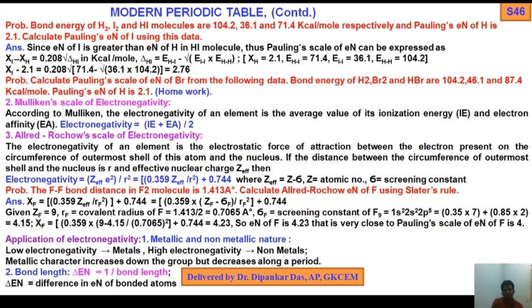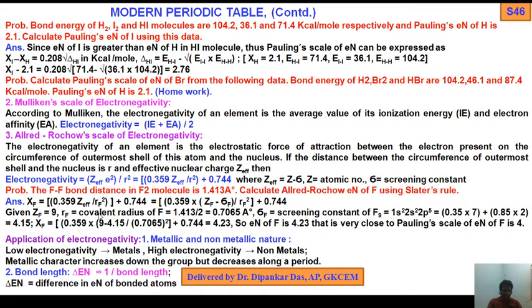So now, the applications of electronegativity. What are the applications of electronegativity? First, metallic and non-metallic character. If the electronegativity is low, then it should be metals. High electronegativity means non-metals, and low electronegativity means metals. Metallic character increases down the group but decreases along the period.